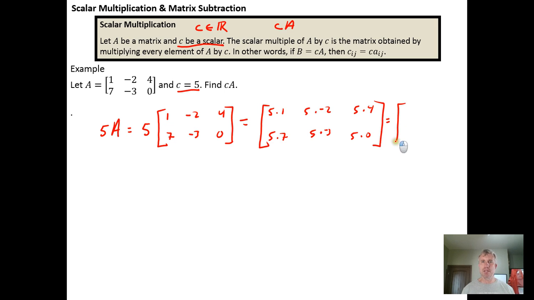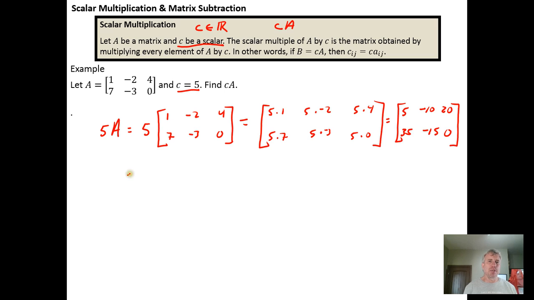And this is going to give us the matrix 5 times 1 is 5, 5 times 7 is 35, 5 times -2 is -10, 5 times 4 is 20, 5 times -3 is -15, and 5 times 0 is 0. We could also go backwards with this.